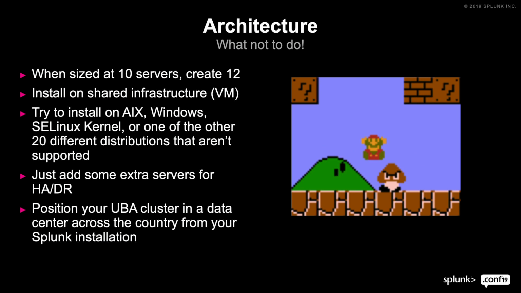I sized out a UBA cluster at 10, and when I got on a call with the customer to do the installation, he says to me, oh, I ordered 2 extra servers just in case you needed them. Why? But that happened, right? What's that? Does someone have a question? Sorry.